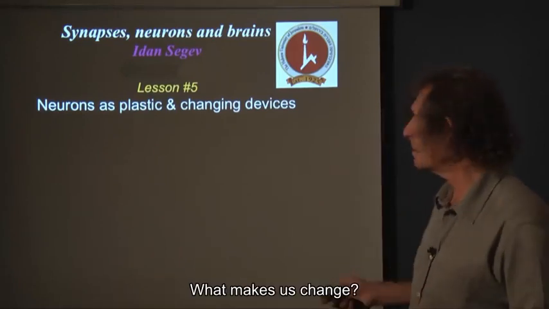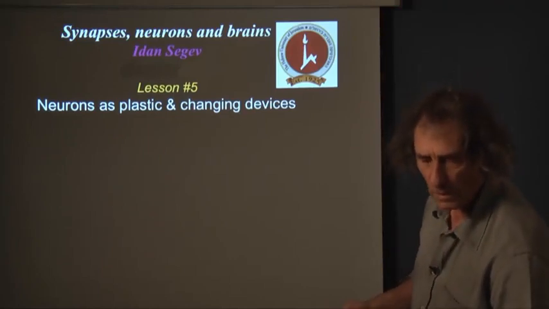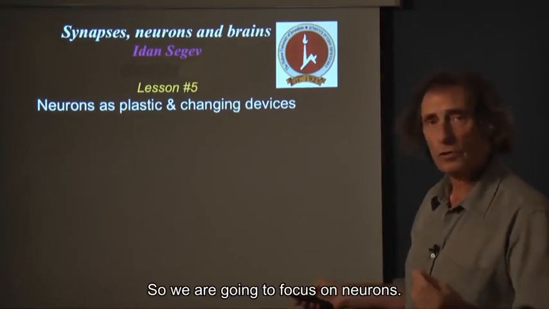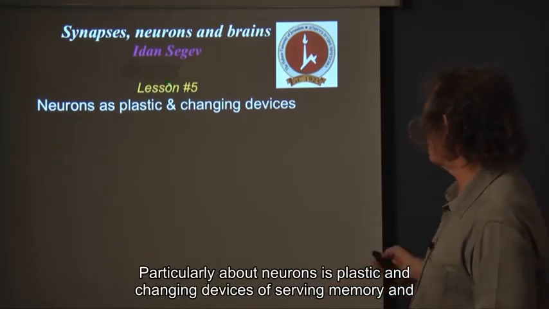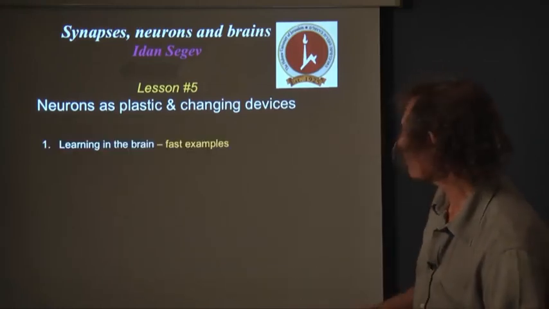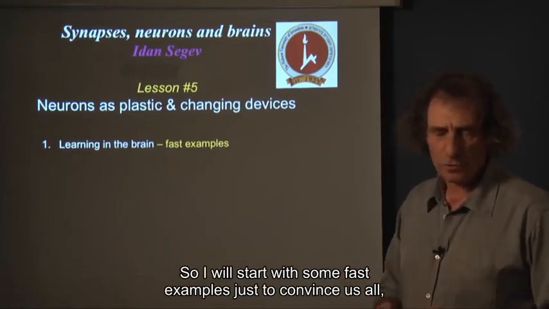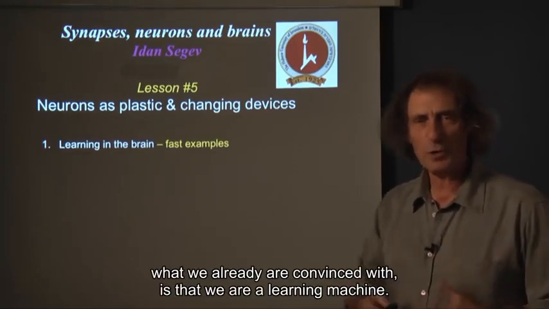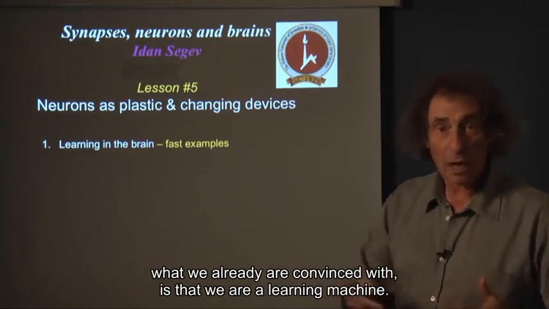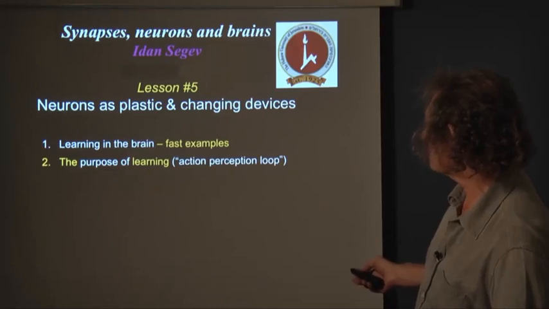What makes us change? We call it plasticity of the brain. So we are going to focus on neurons, particularly neurons as plastic and changing devices subserving memory and learning in the brain. So I will start with some fast examples just to convince us all of what we are already convinced of, that we are a learning machine. I'll give some fast examples.